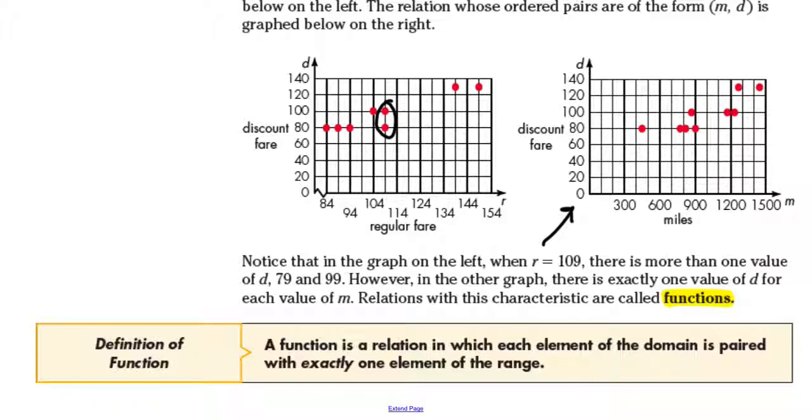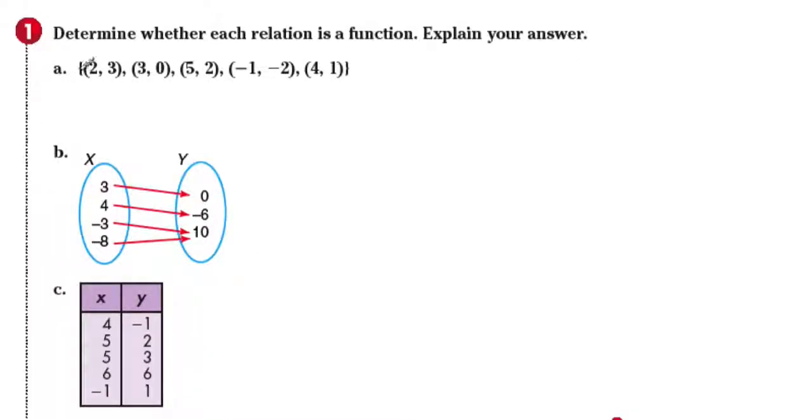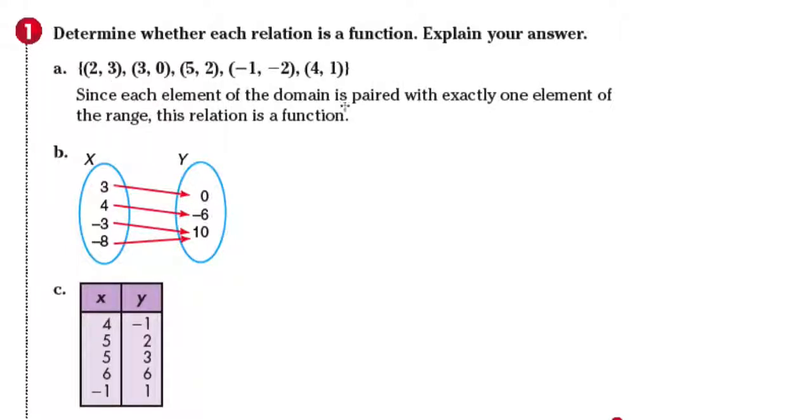Now let's take a look at how we can apply this. Determine whether each relation is a function and explain your answer. Look at the first one. You have ordered pairs (2, 3), (3, 0), (5, 2), (-1, -2), and (4, 1). If you look at it closely, each element of the domain is paired with exactly one element of the range. This relation is considered to be a function.